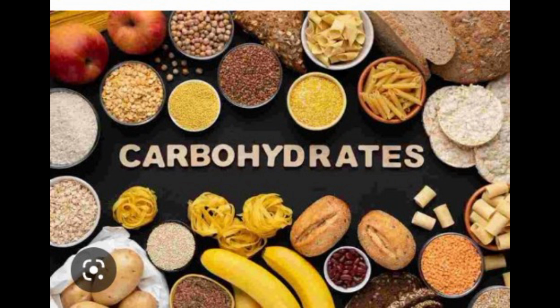Gluconeogenesis. The synthesis of glucose from non-carbohydrate sources is called gluconeogenesis. The main non-carbohydrate sources are lactate, pyruvate, and glucogenic amino acids. The minor sources are propionate and glycerol. Gluconeogenesis occurs mainly in the cytoplasm of the liver cells. A small amount of gluconeogenesis occurs in the renal cortex.